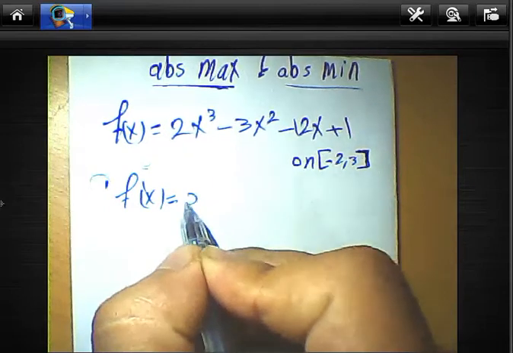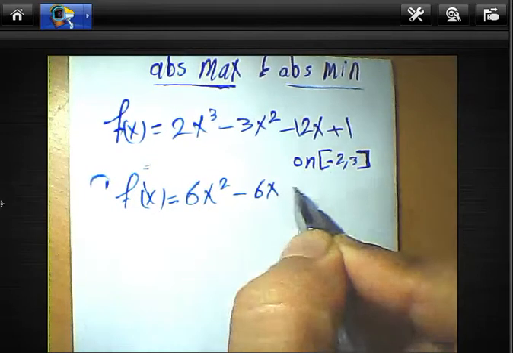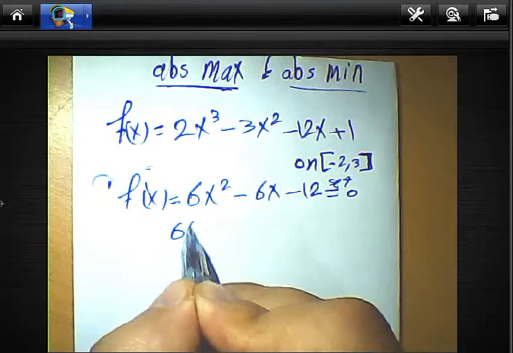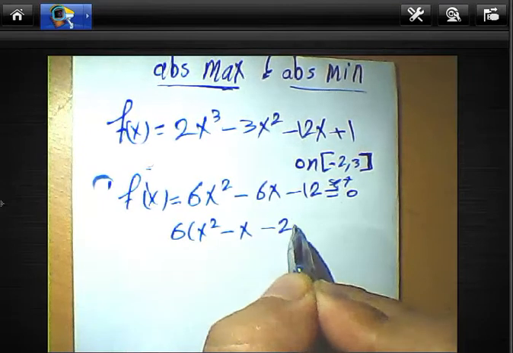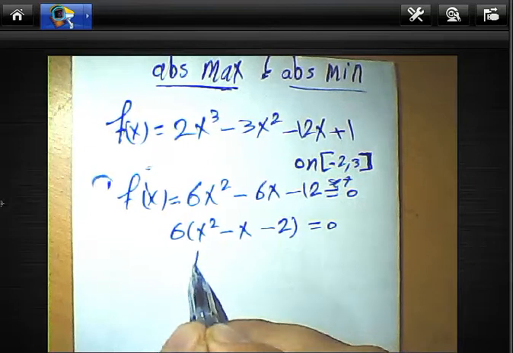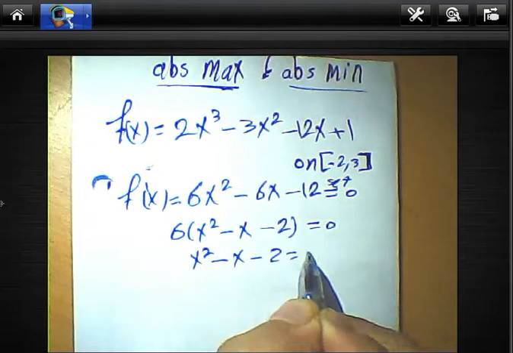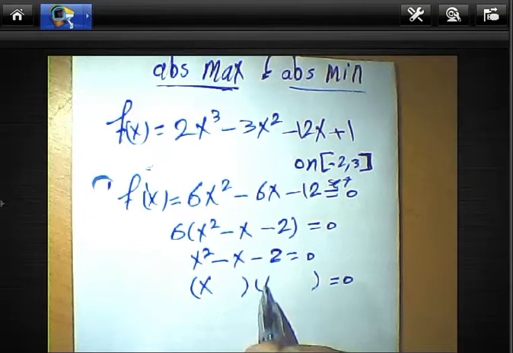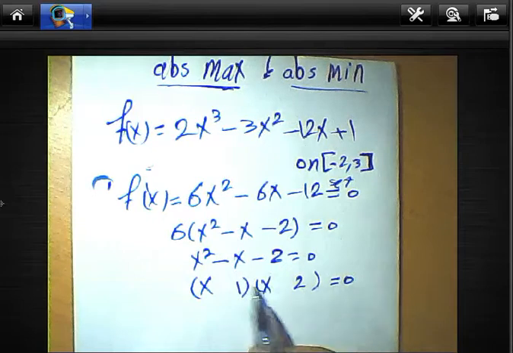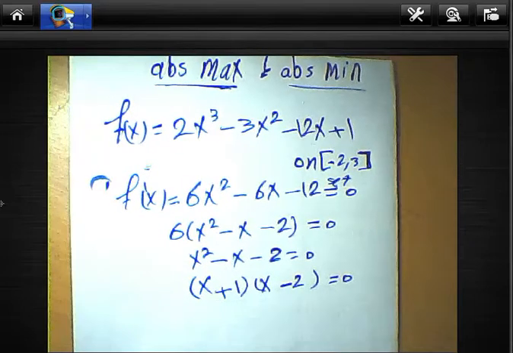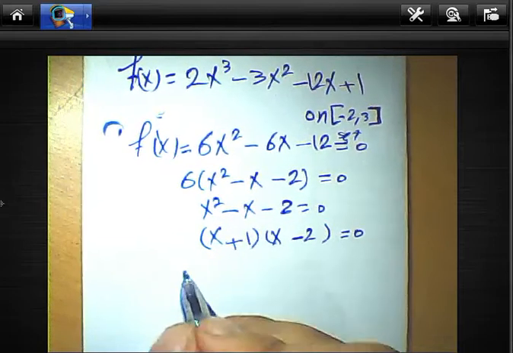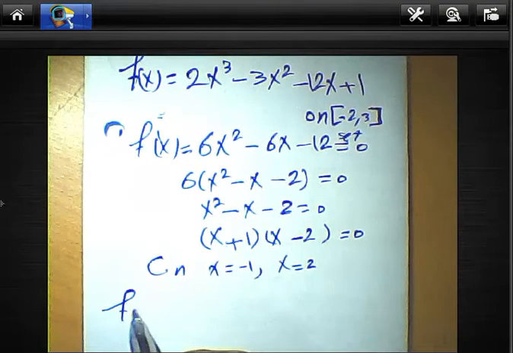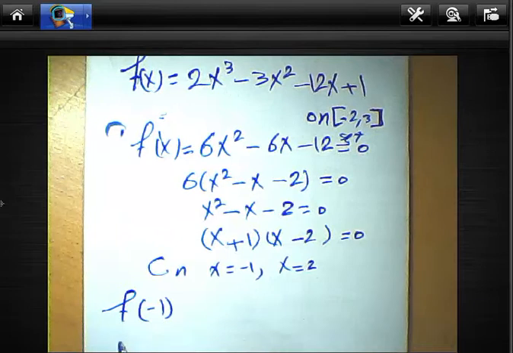The result will be 6x power 2 subtract 6x subtract 12. Set this expression equal 0, and we can take 6 outside: x power 2 subtract x subtract 2 equals 0. We can divide by 6, so x power 2 subtract x subtract 2 equals 0, and then we can factorize this expression. The result will be x times x, and 1 multiplied by 2 equals 2, and the subtraction between them gives negative 1, so write negative here and positive. So the critical numbers will be negative 1 or x equals 2.